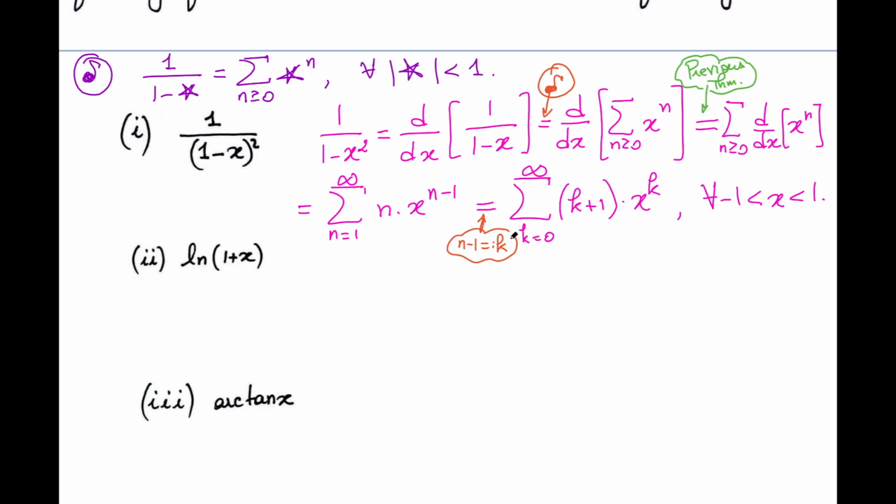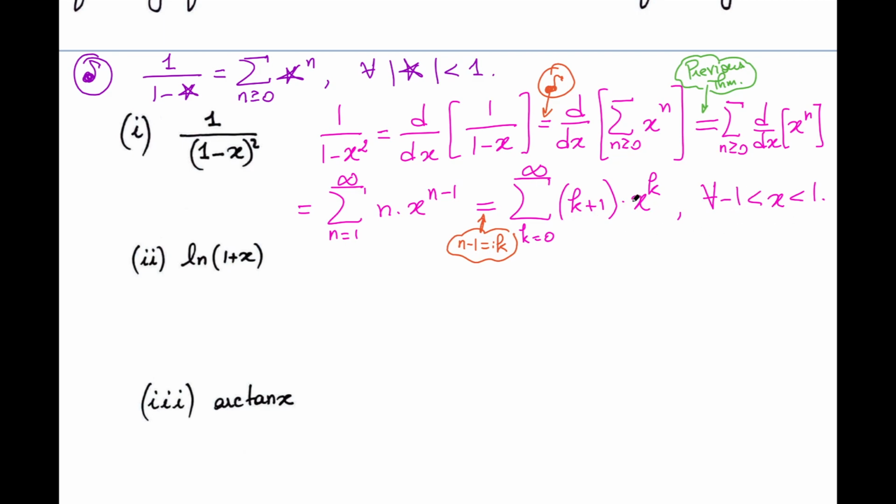Now the question is, for which x among these endpoints, or does there exist any endpoint that allows the series to converge? Let's start with 1. If you take this upper endpoint, which is 1, and replace x by 1 here, you get 1 here. So the terms of the series become k plus 1. And as k goes to infinity, k plus 1 goes to infinity. It doesn't go to 0. As such, this series, when x is 1, is not going to converge.